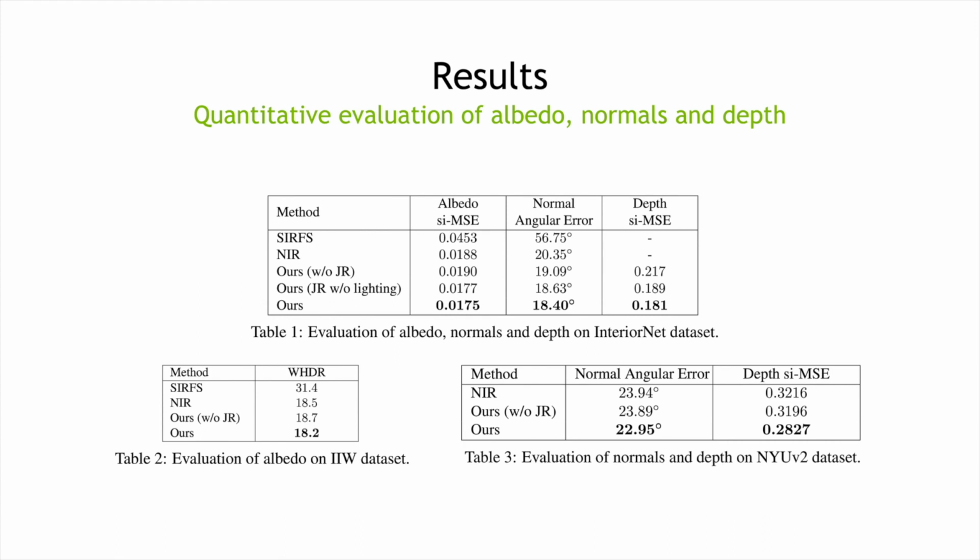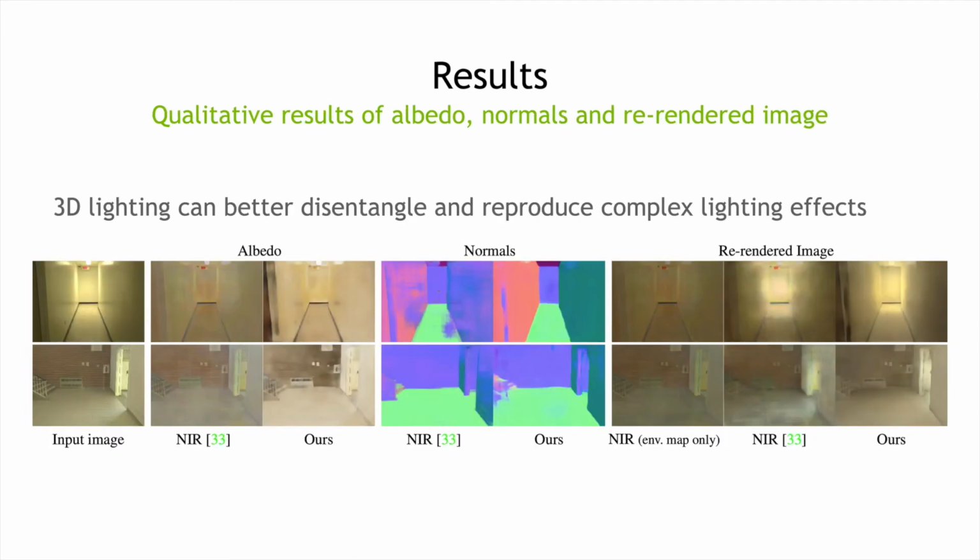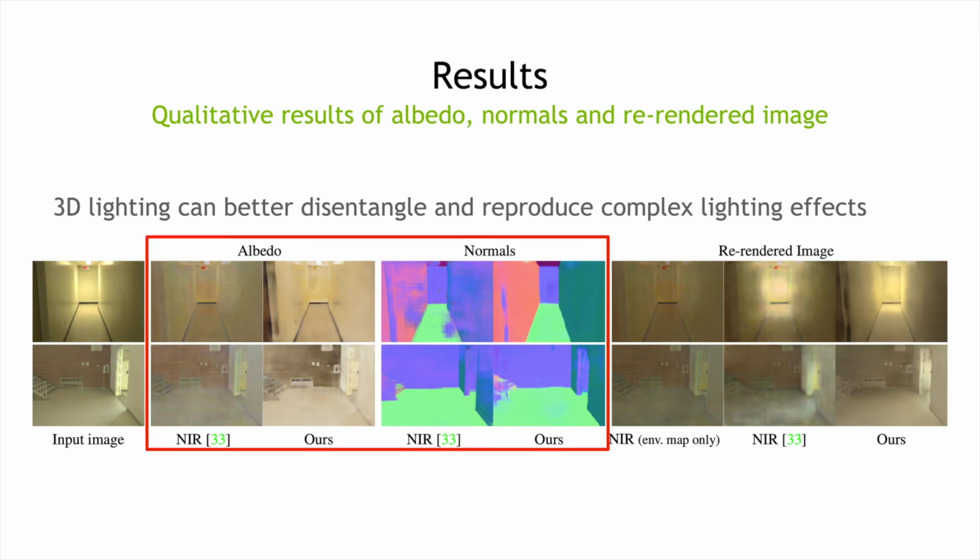We now compare with prior works and validate the effectiveness of our method. In these tables, we evaluate albedo, normals, and depth on the synthetic InteriorNet dataset and the real-world IIW and NYU dataset. Compared to prior methods trained on the same data sources, we got better performance on both synthetic and real data. In this figure, we show qualitative results of albedo, normals, and re-rendered images on real-world data. Our method can generate albedo and normals with fewer artifacts.